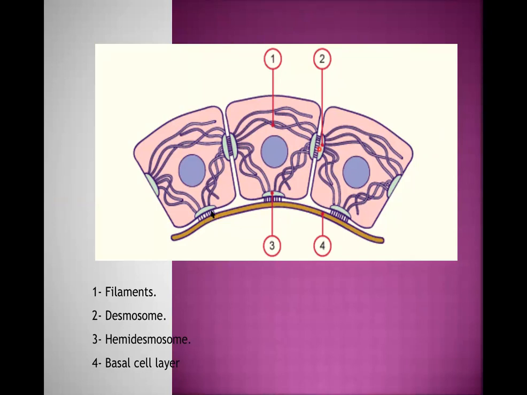Now on the other hand, the basal surface of these cells is connected with the basement membrane. This is the basement membrane here. This is called hemidesmosome, and these elongated structures are filaments. Now see there: number one is filament, number two is desmosome, number three is hemidesmosome, and number four is the basement membrane or basal cell layer.